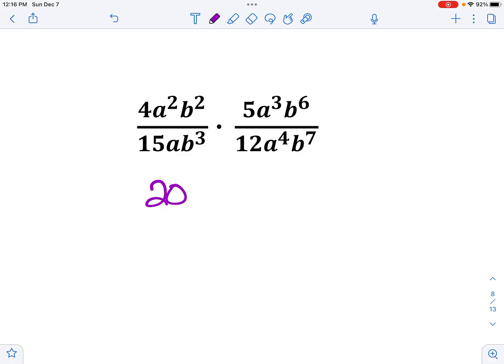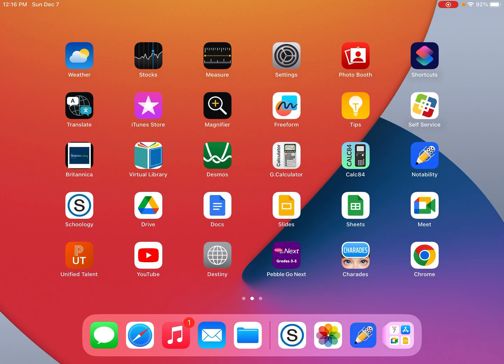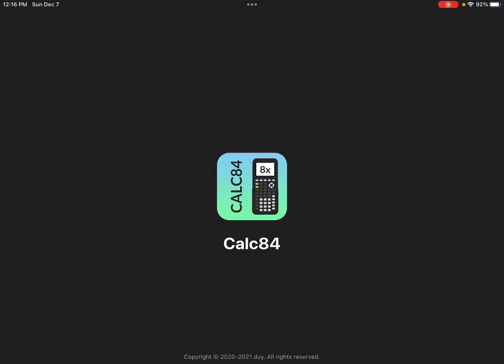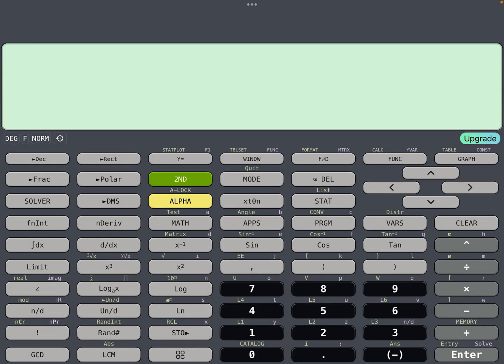This would be 20a to the fifth, b to the eighth, right? Remember adding exponents as long as they have the same base. And then you want to do 15 times 12. If you need to take out your calculator, feel free, right? Just pop open your calculator. I don't know. Here's one. 15 times 12 is 180.